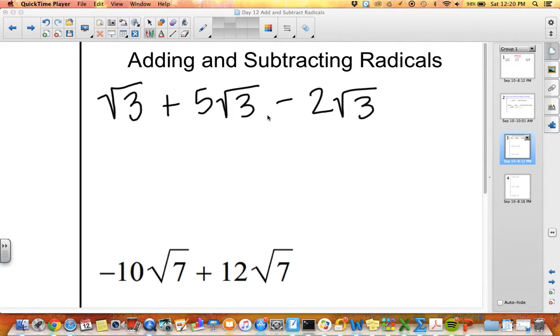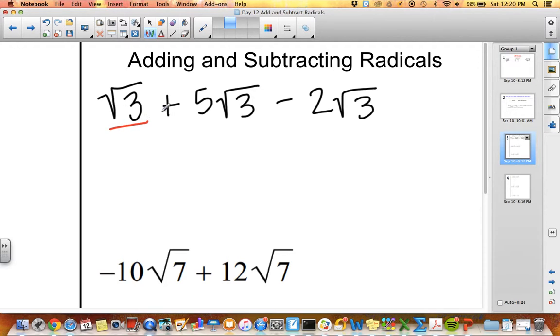This video is about adding and subtracting radicals. One thing to remember when we add and subtract radicals is that it's identical to combining like terms. It has to have the exact same radical, so that means the number underneath the radical has to be the exact same in order for us to add them.